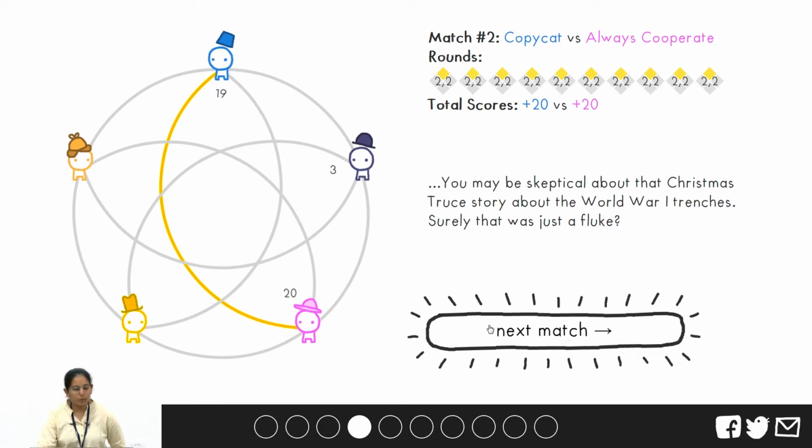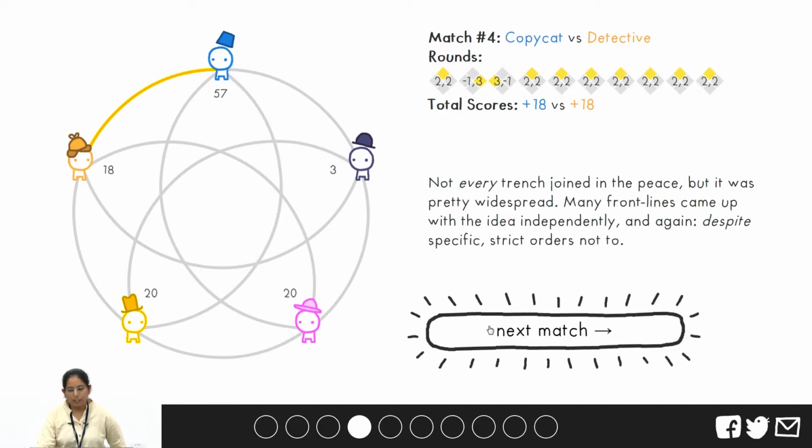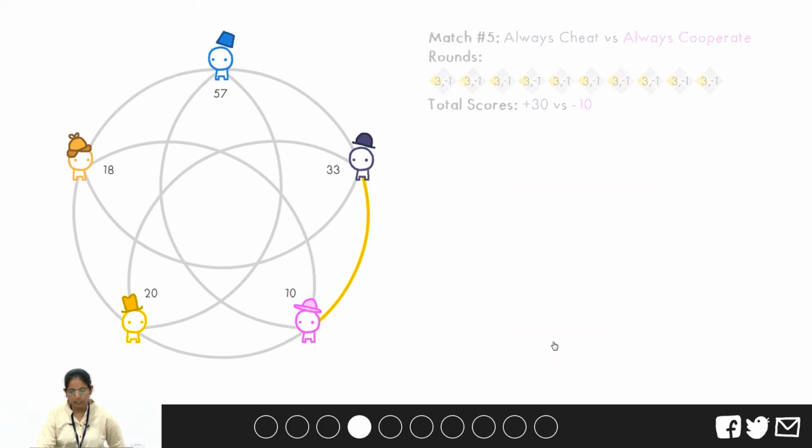Copycat versus always cooperate, they play nice with each other, so it's 2-2 in every round. Copycat versus grudger: notice that if you never cheat, grudger is like always cooperate, right? If you never cheat, then grudger always cooperates, so it's very similar. Copycat versus detective, there is some up and down that happens because of the funkiness that detective has in the first 4 rounds, but eventually it plays out nicely.